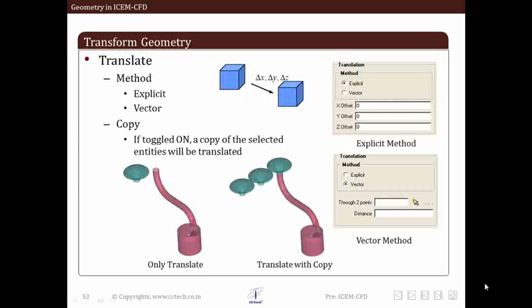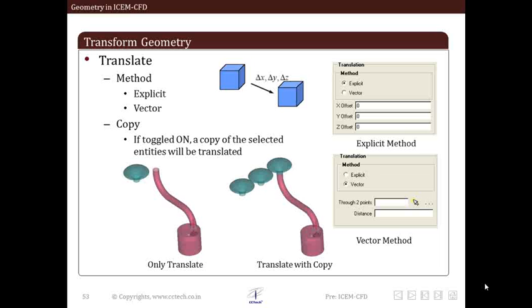The first option is translate geometry. This option allows us to translate geometry to a desired location. There are two methods to translate geometrical entities. First one is by explicitly specifying the offset distance of translation for all three directions. The other one is by specifying a translation vector. In this method, we have to select 2 points which decide the direction in which the entity is to be translated, and we have to specify the distance of translation.